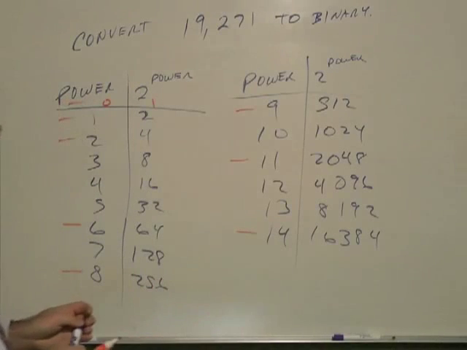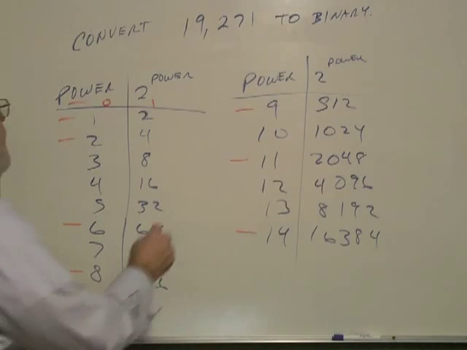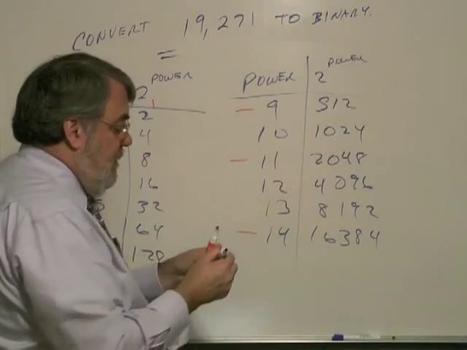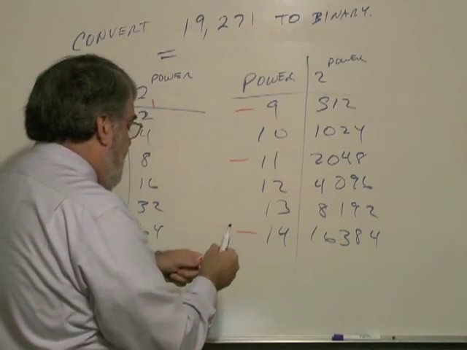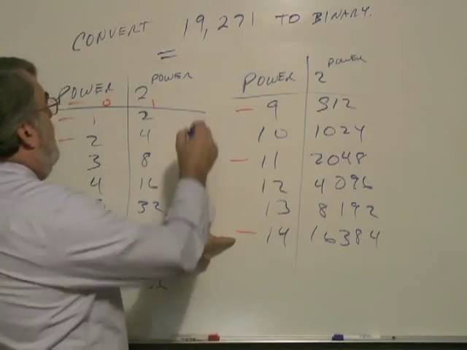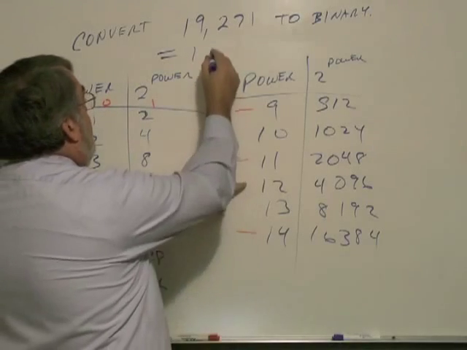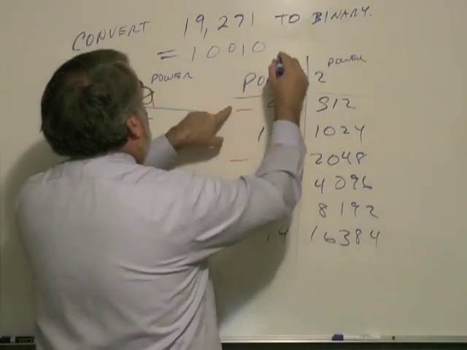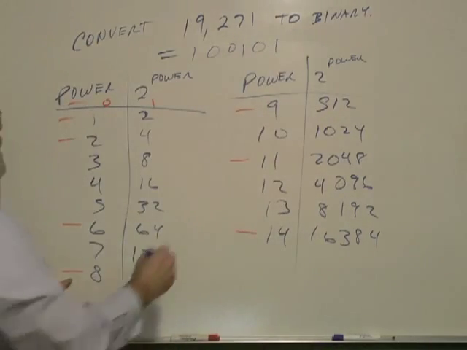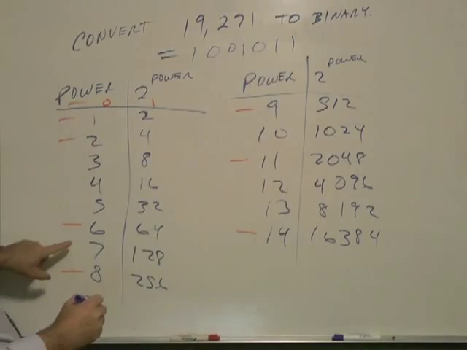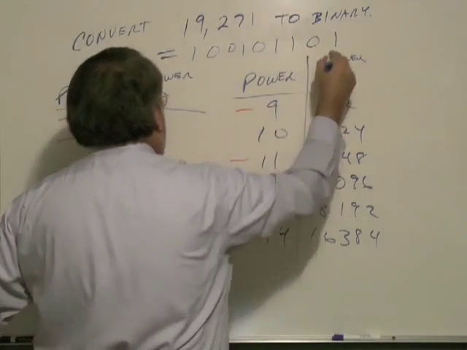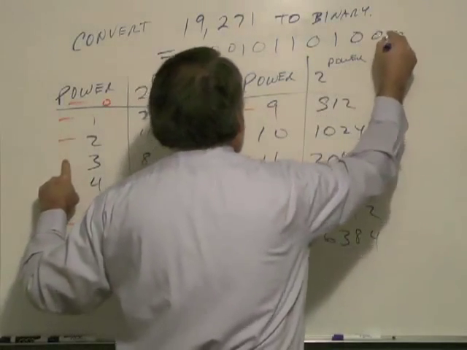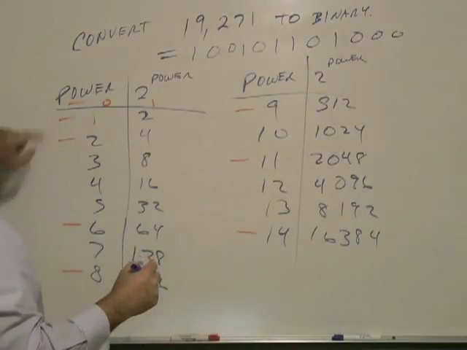Alright, so let's see what we got here. This should be equal to, now start from high to low. So it's going to be 1, 0, 0, 1, 0, 1, 1, 0, 1, 0, 0, 0, 1, 1, 1.